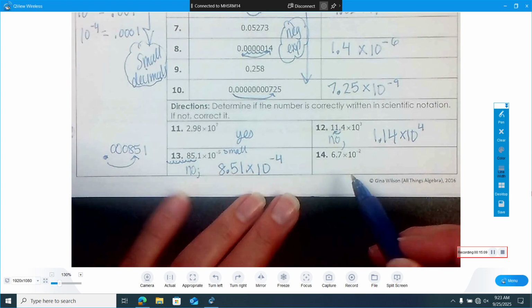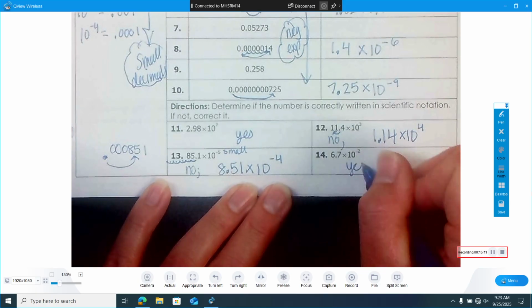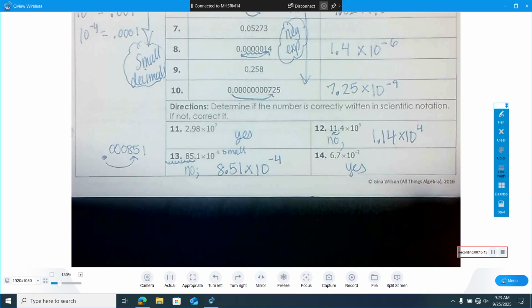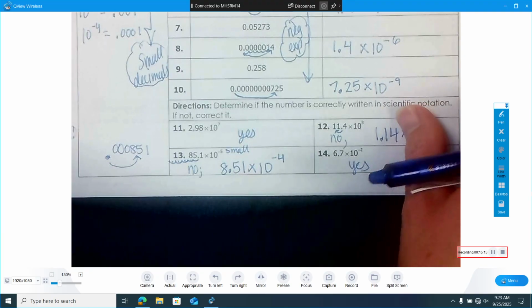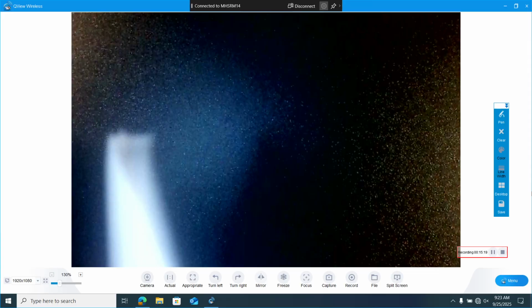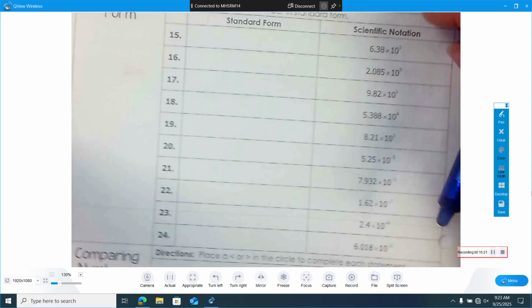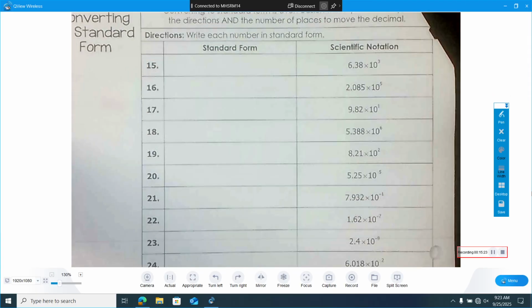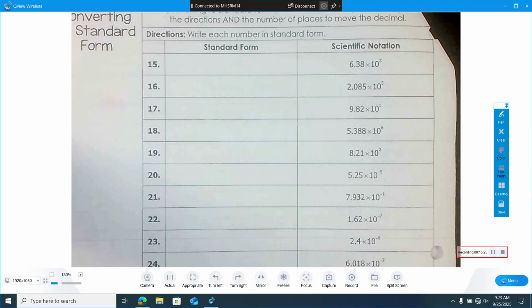Number 14, good or bad? Good, yes, this is fine. All right. Let's turn this. Almost in the bucket. That's why we have tests in there.